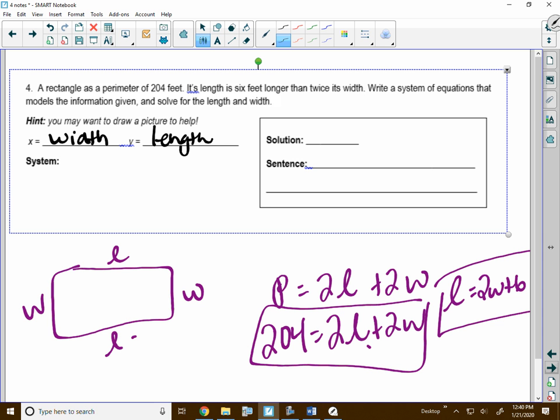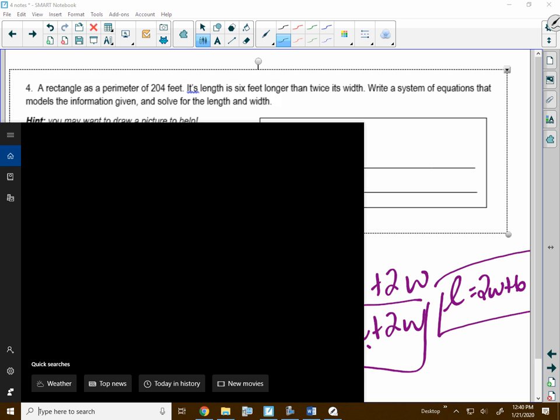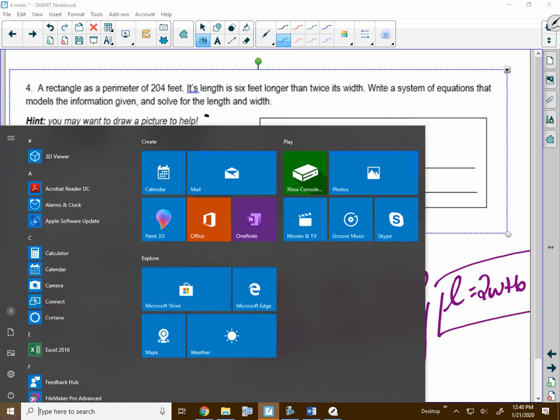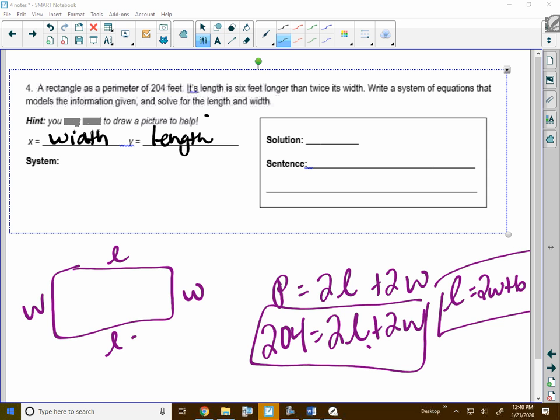Okay, so let's go ahead and transfer this. Anywhere we have L, we're plugging in Y. Anytime we have W, we're plugging in X. So we got 204 equals 2Y plus 2X. And then we have Y for length equals 2X plus 6. Okay, let's see where they cross.